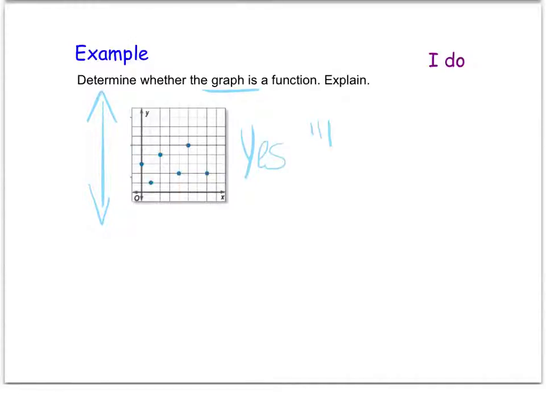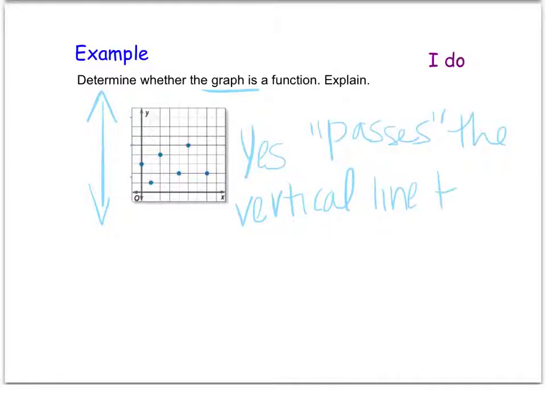because it passes the vertical line test. And that means that there is no more than 1 point on the graph for every x value.